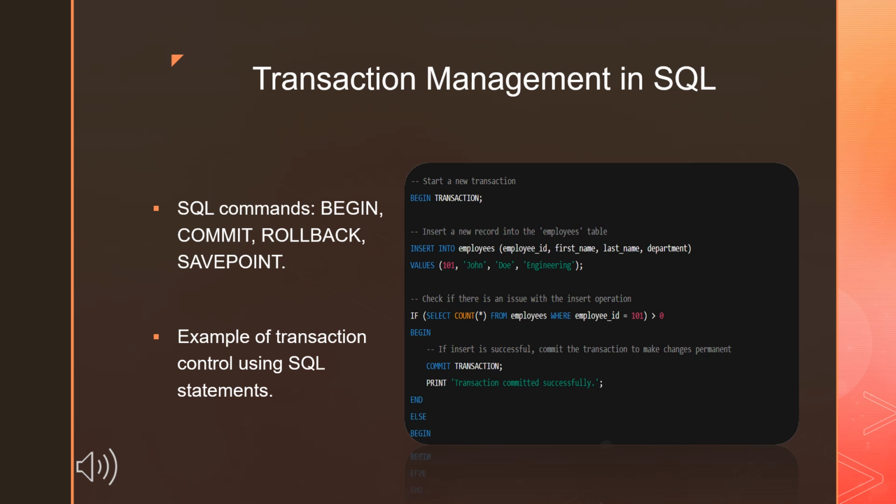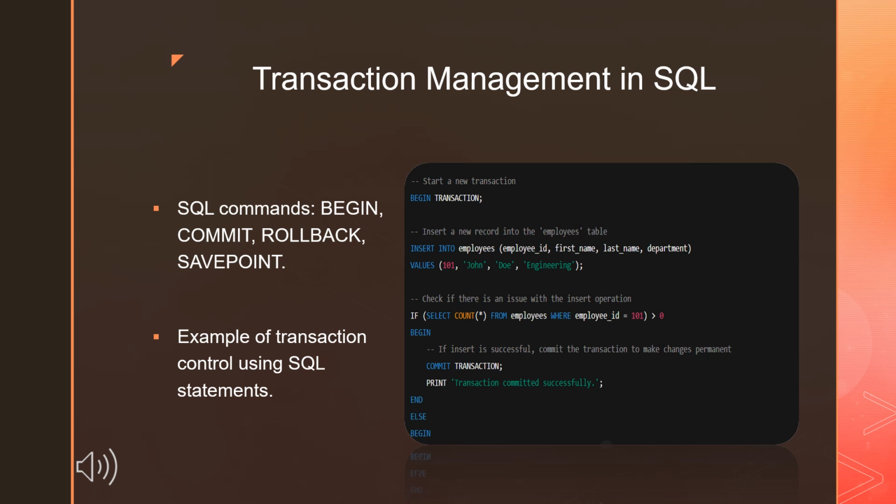There are four key commands used to control transactions. First, begin. This is used to start a new transaction. Second, commit. This command is used to permanently save all the changes made during the transaction. Third, rollback. This undoes changes if an error occurs, taking the database back to its previous state. Fourth, savepoint. This allows you to set a point within a transaction that you can roll back to without cancelling the whole transaction.